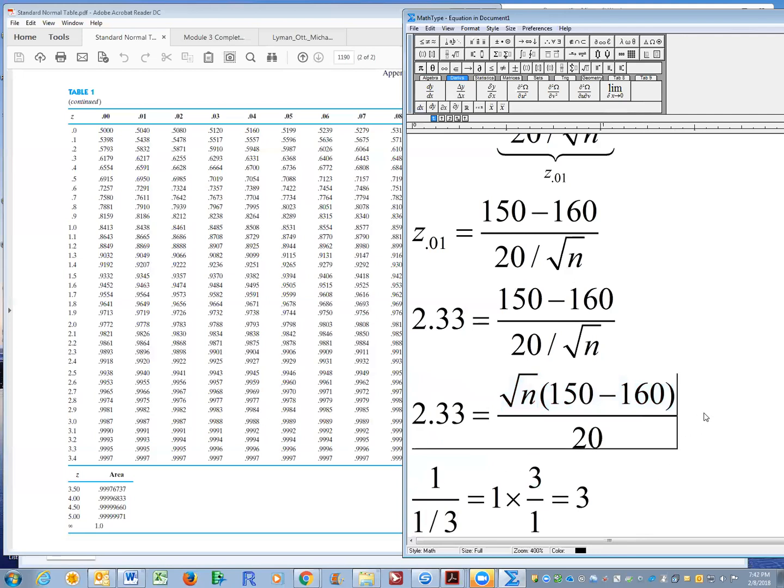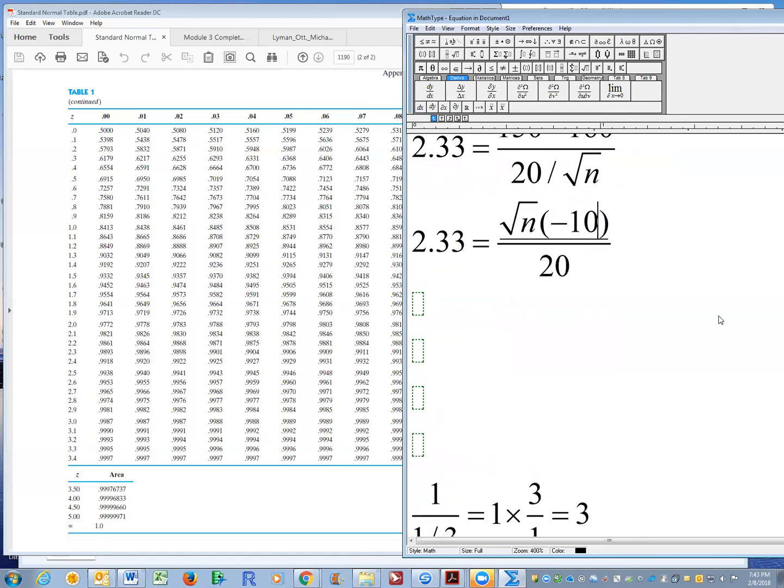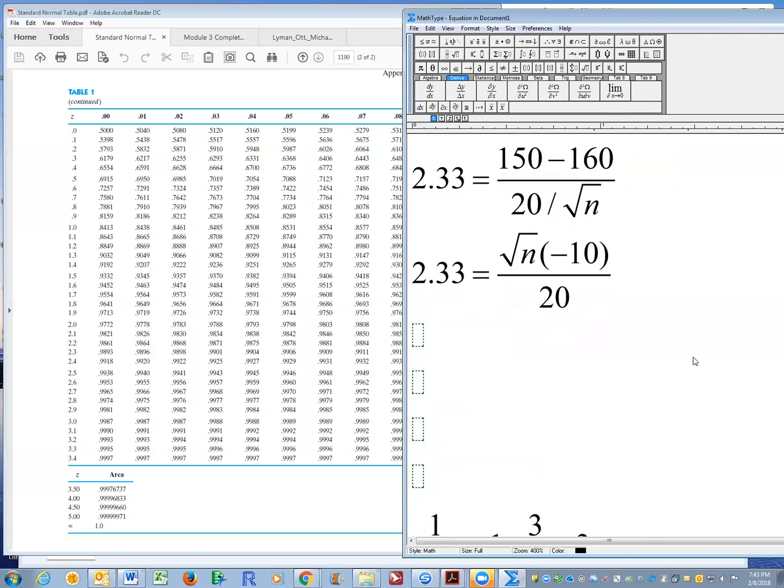Okay. So algebraically, we want to get n by itself. The thing that is clinging to n, if you want to think of it that way, is this number. Let me go ahead and reduce that. That's negative 10, right? Yes. Okay. So that's negative 10.